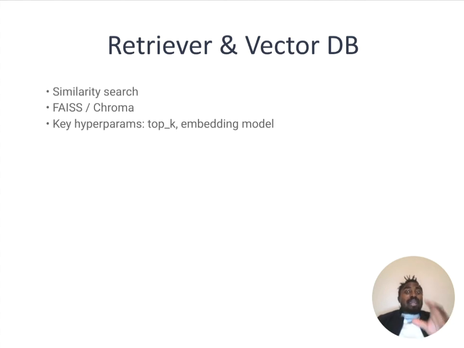Top K again is just the number of similar results I want to extract from the vector database at each round. So you're going to have to experiment with different values of top K, right? Not too broad, not too small.